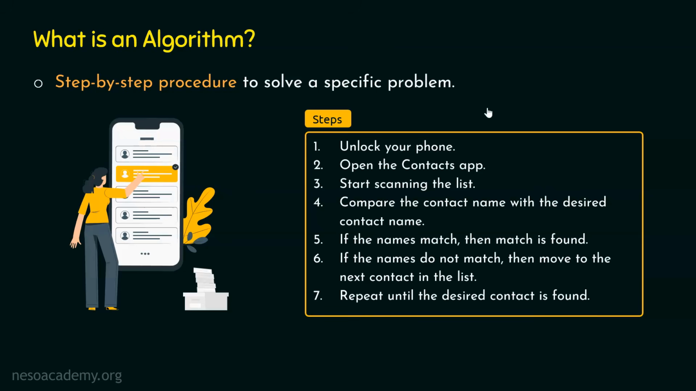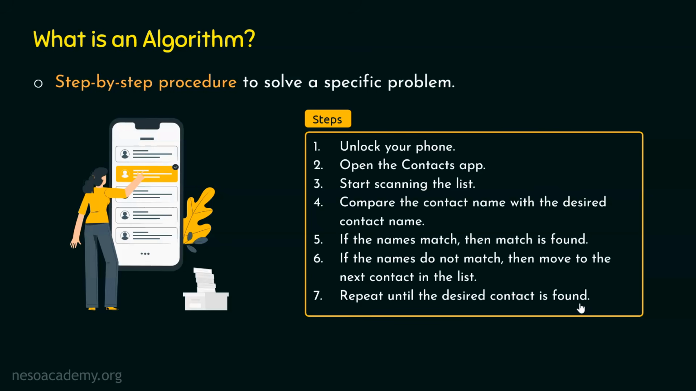So these are all the steps which we can follow in order to solve this problem of finding a contact in the contacts list. Let me repeat the steps one more time. We first need to unlock our phone, then we need to open the Contacts app, then we need to start scanning the list. We then need to compare the contact name with the desired contact name. If the names match, then match is found. If the names do not match, then we will move to the next contact in the list. And we need to repeat until the desired contact is found.